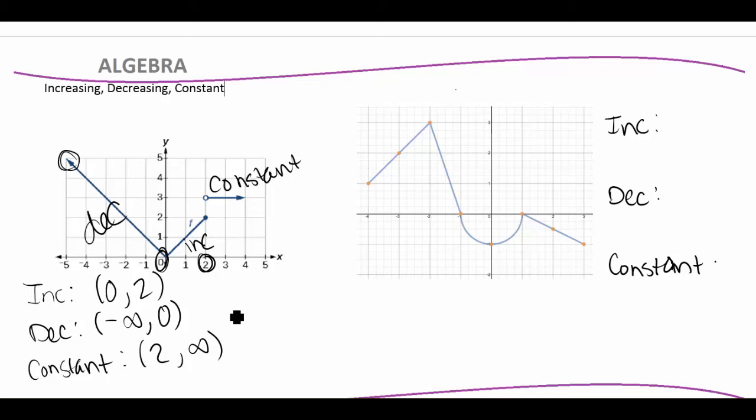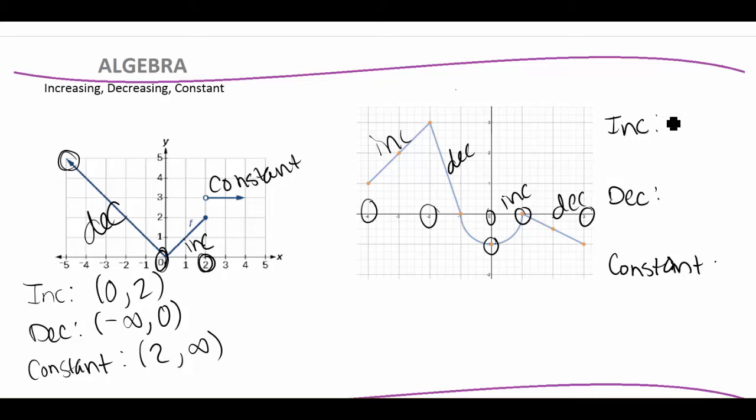Let's go from left to right. It looks like we're increasing from -4 to -2, and then from -2 we're going down to 0, so that's going to be decreasing, and we're going to increase till we get to 1, and then we're going to decrease again until we get to 3.